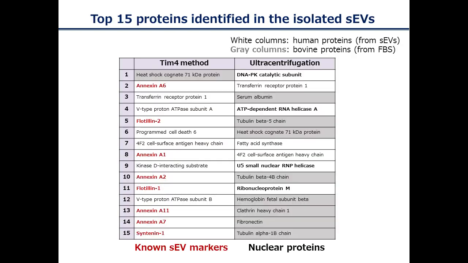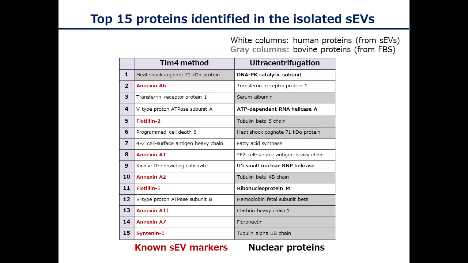Here's a list of top 15 proteins identified in the isolated SEVs by shotgun proteomics analysis. White columns are human proteins mostly from SEVs, and gray columns are bovine proteins from FBS. As you can see, many bovine proteins were identified by ultracentrifugation, whereas only one was identified by the TIM4 method, which bound to the magnetic beads.